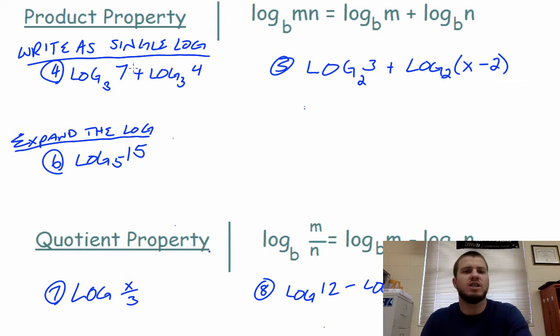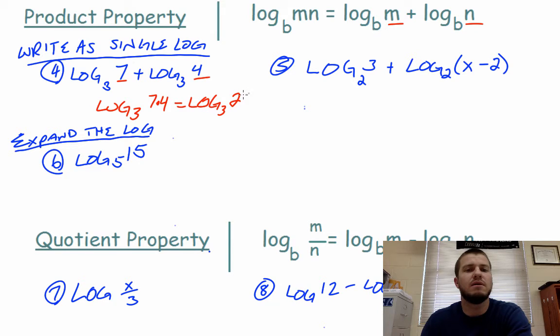Let me go ahead and change colors here. So they're both base 3, log base 3 of 7 plus log base 3 of 4. What I'm going to do with the two numbers that are inside the log, I'm going to bring it to one single log and multiply those. So it's going to be log base 3 of 28. And that's simplifying it into a single log.